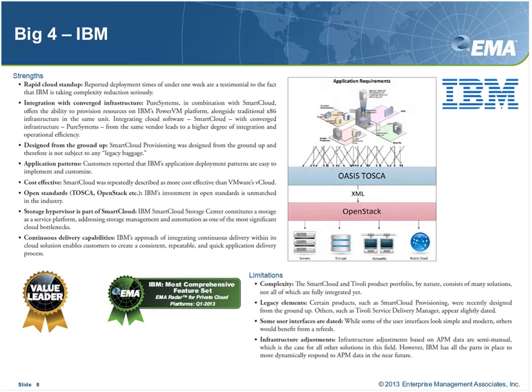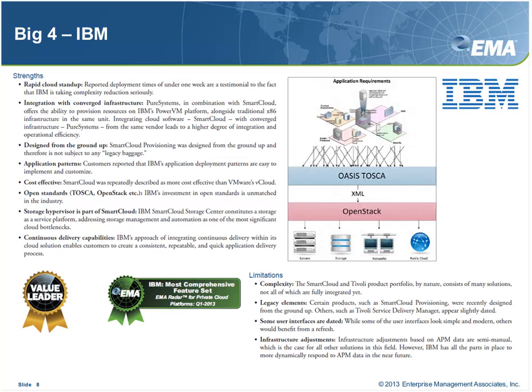EMA Research identified storage as a key bottleneck, and IBM has recently focused on SmartCloud Storage Center and on offering storage virtualization capabilities to help resolve this cost and performance bottleneck of storage for the cloud. Based on our research, IBM's PureSystems and PureApplication converged infrastructure offerings are excellent turnkey hardware platforms for cloud, and they have gained market share very quickly.